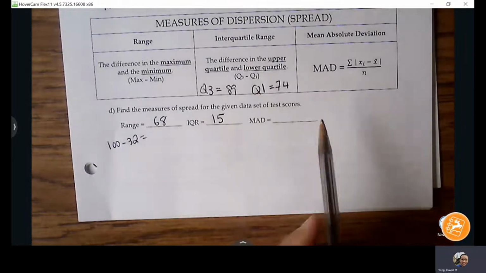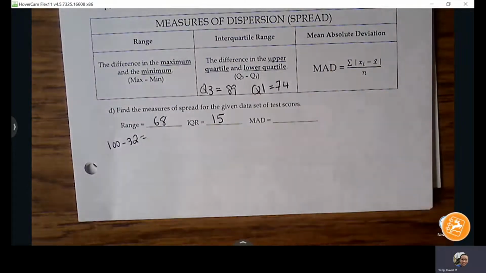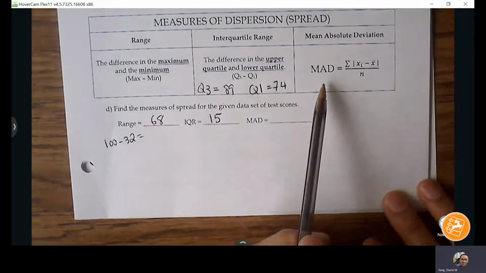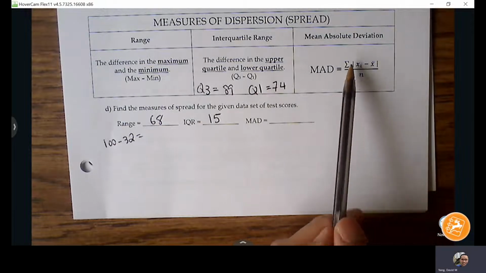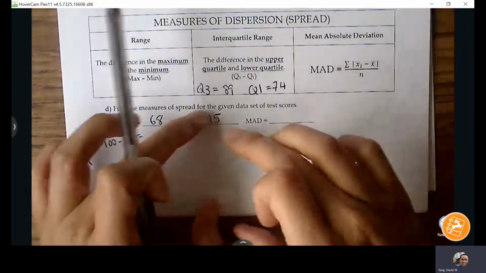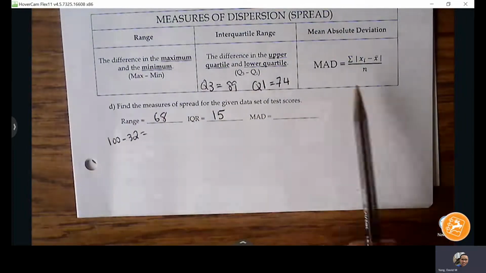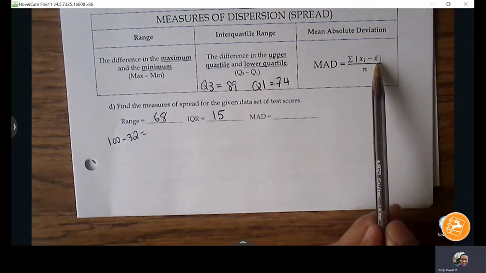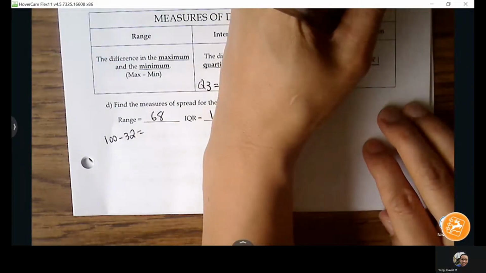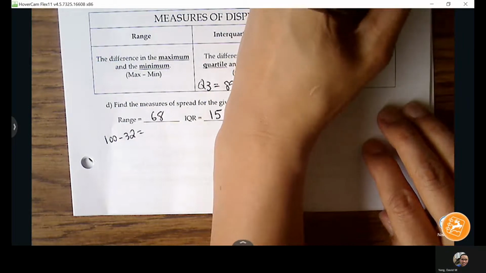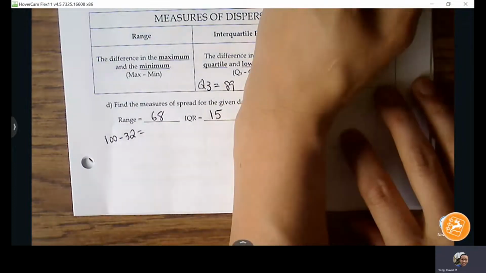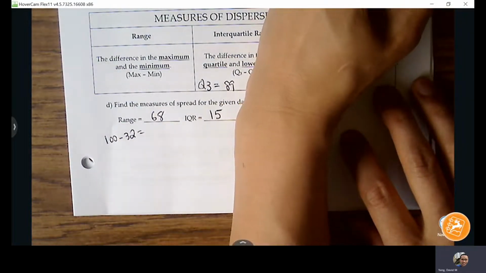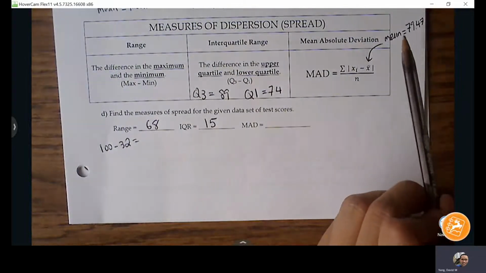Okay, mean absolute deviation. This tells us how spread out our numbers are. It's not difficult, but it does take a little bit of time and space to work through, so I'm going to use the rest of the space here to help us get there. First we have to find the average, which is our mean. Our mean from the previous was 79.47. Let's use that number. I know some of you may have used 79.46, but we'll use 79.47.